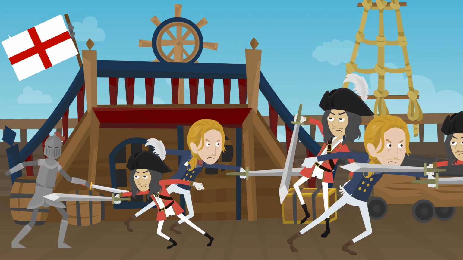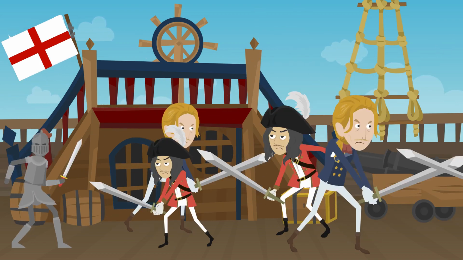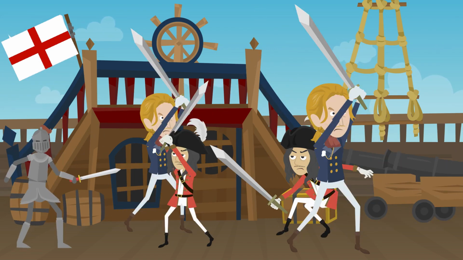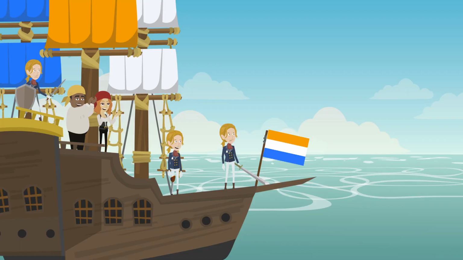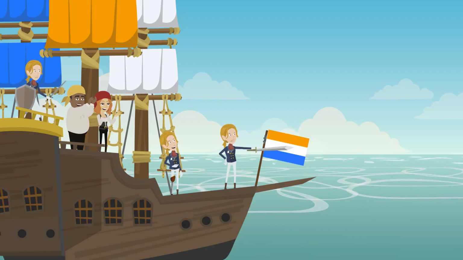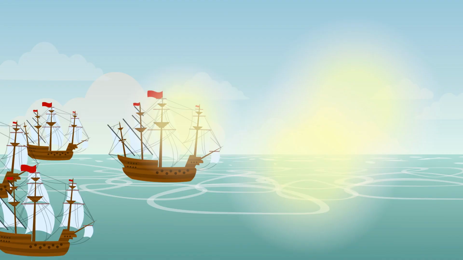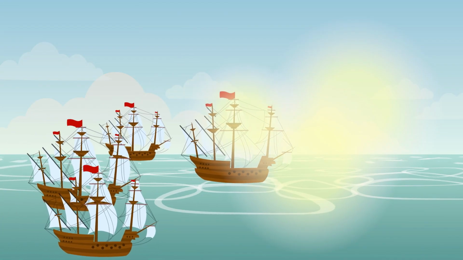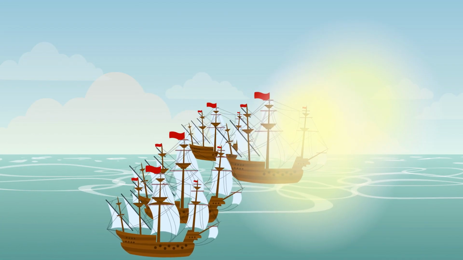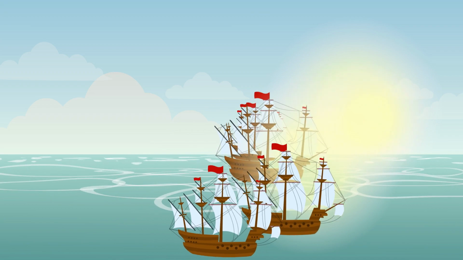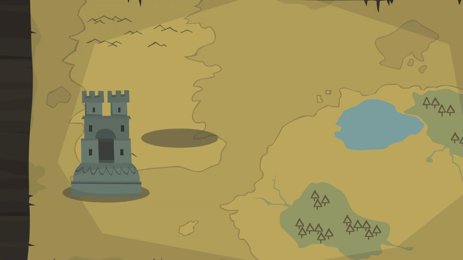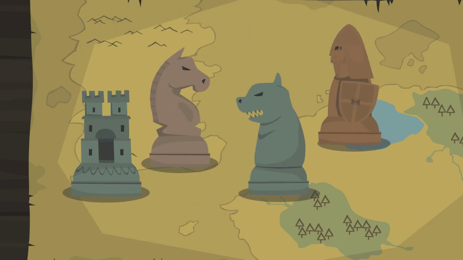The Anglo-Dutch Wars were a series of wars fought between the English and the Dutch in the 17th and 18th centuries. The main causes of the wars were trade and colonial expansion. Both the English and the Dutch were major maritime powers and engaged in extensive trade and colonization around the world. They often competed for control of trade routes, markets, and colonies, and this competition often led to conflict.